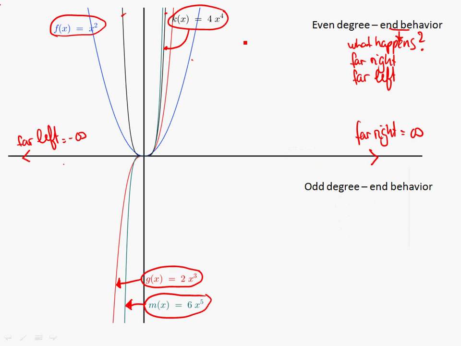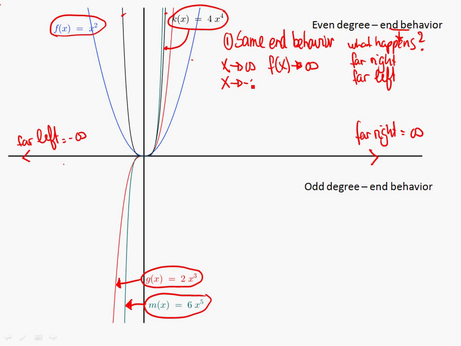So even degree. So things you should know about even degrees is, one, they have the same end behavior. In this case, when x goes to infinity, the function goes, and you would write it this way, the function goes what? Up. And what's the biggest number that you can think of going up? Okay, so it goes to infinity.